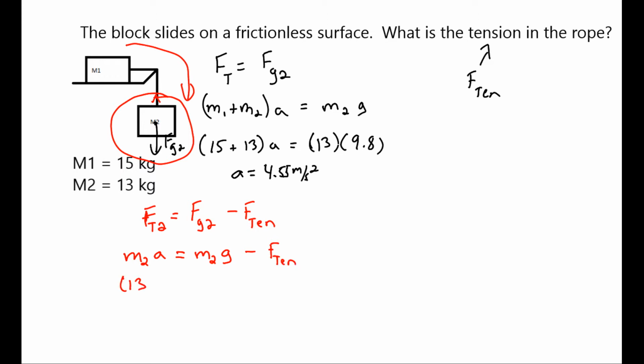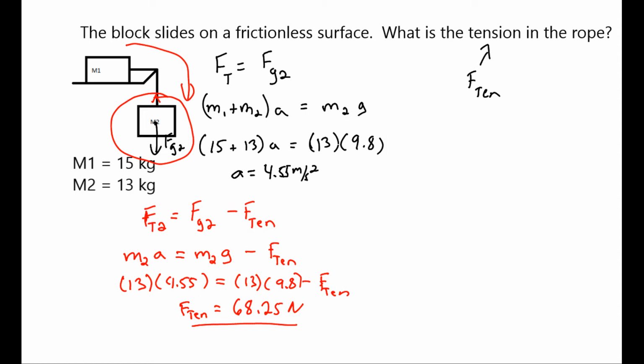So we get 13 times 4.55 equals 13 times 9.8 minus Ft. No parts really make up Ft, right? Ft is just the force, so you can't do something like ma with it. 68. Right. Any questions on how we get any part of that? So when you're looking for the tension or the force between two blocks, you have to look at the whole thing and then look at the individual part. All right. Okay, go on to the next one.